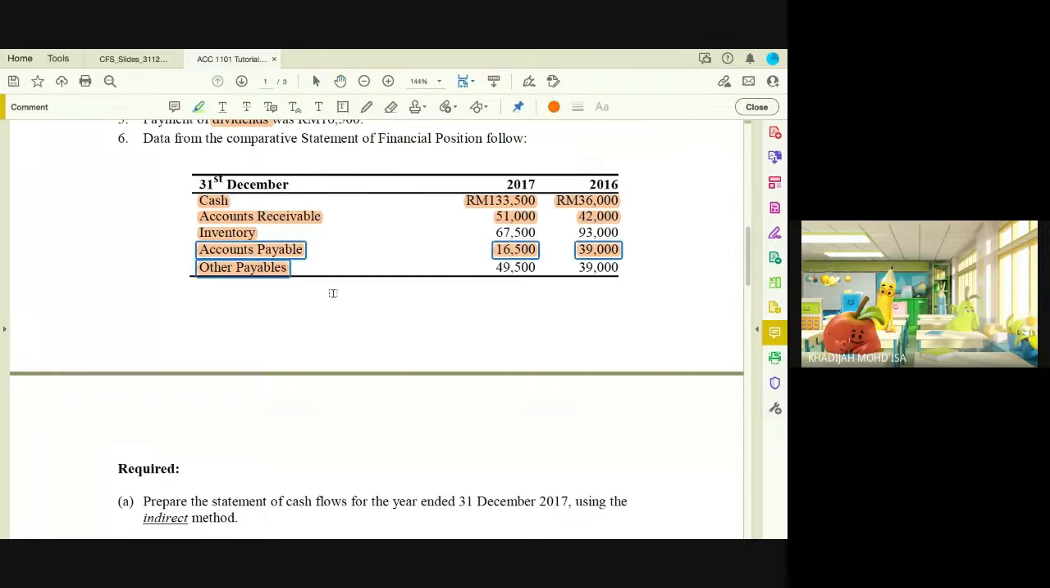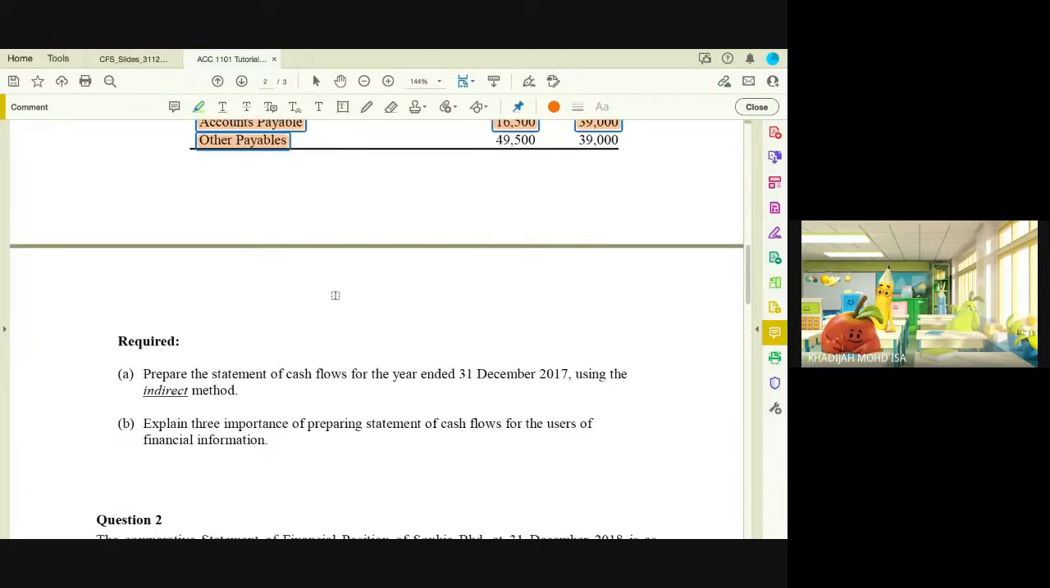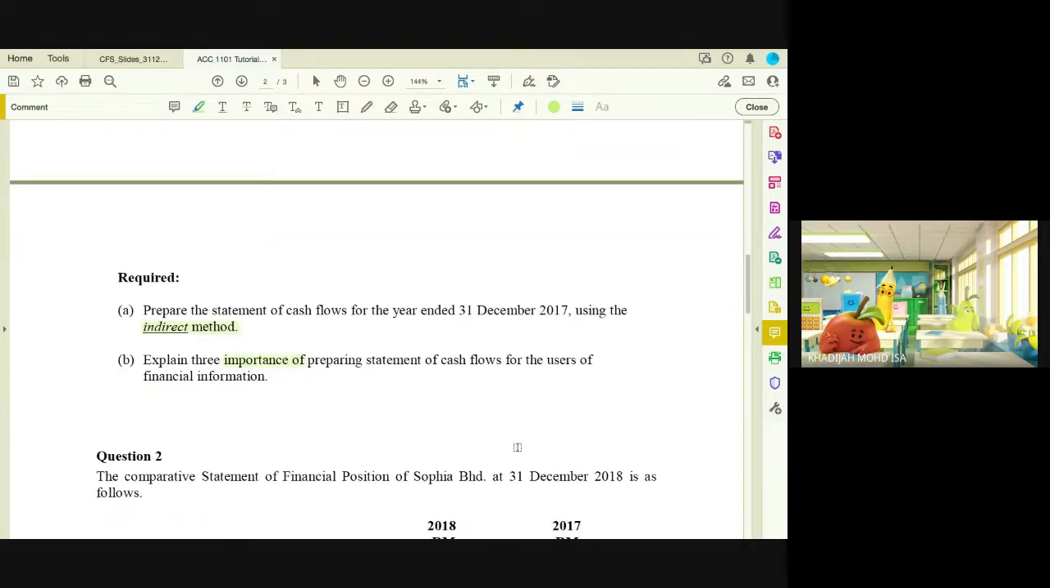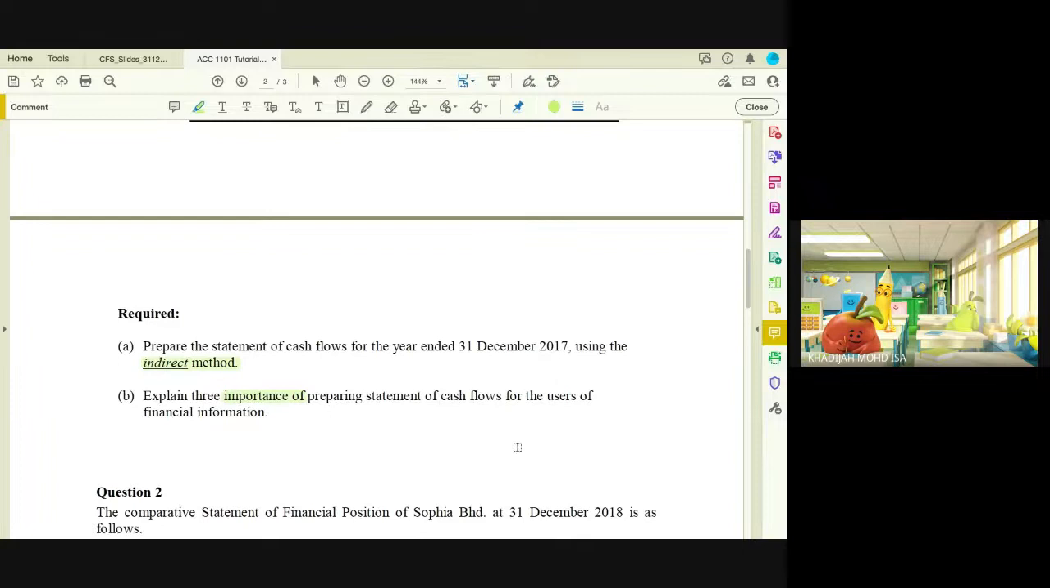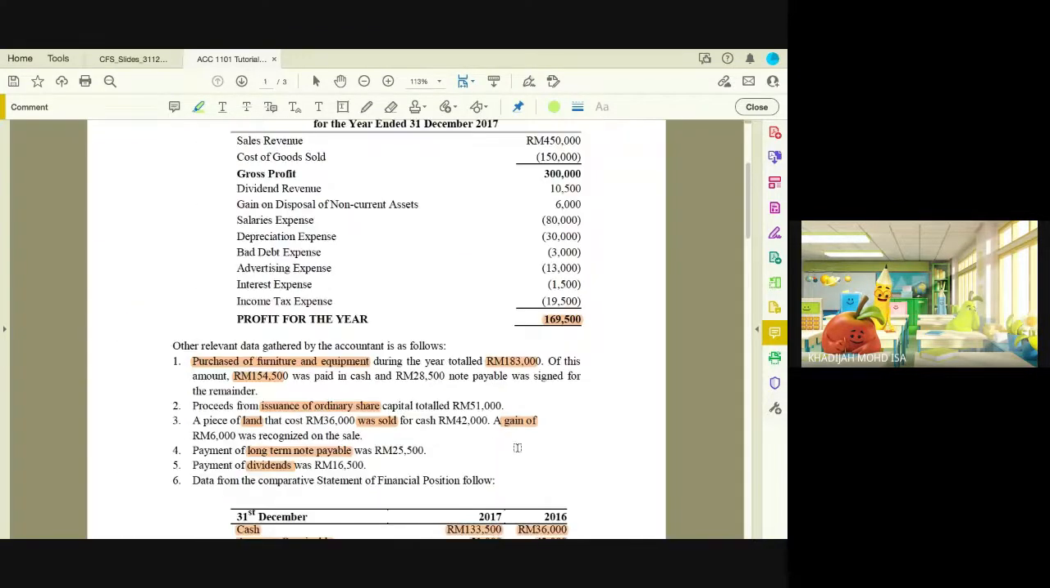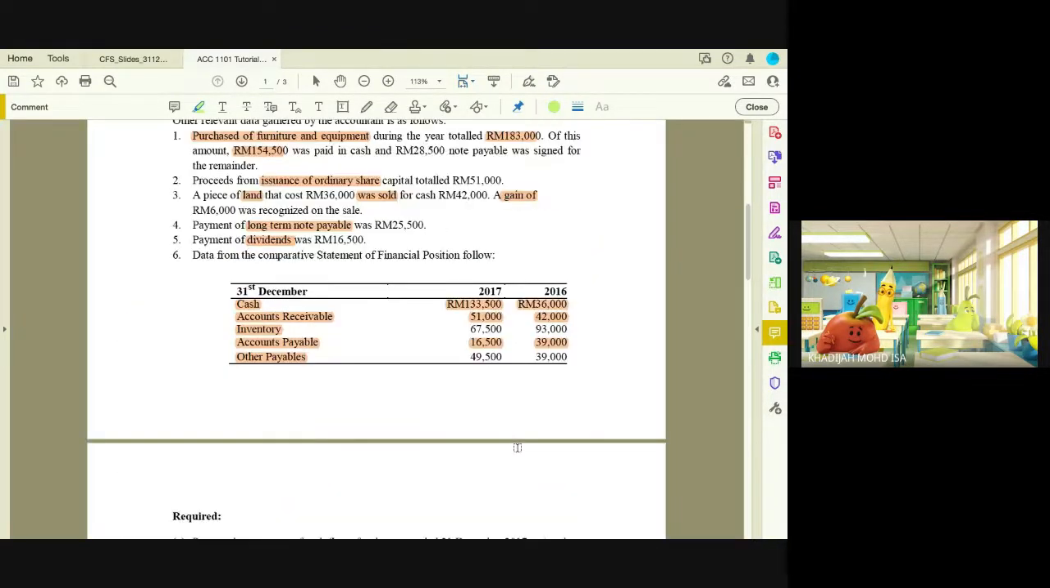So you are required to prepare the statement of cash flow using the indirect method. Be careful based on the requirement of the question. In this case, they require you to use the indirect method. Then you are required to explain three importance of preparing a statement of cash flow for the users. This one is more of the theoretical part. Why is it important for you to prepare a cash flow statement? Given this information, how are you going to prepare it?